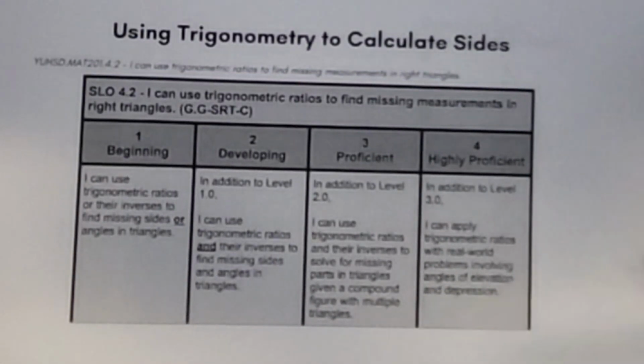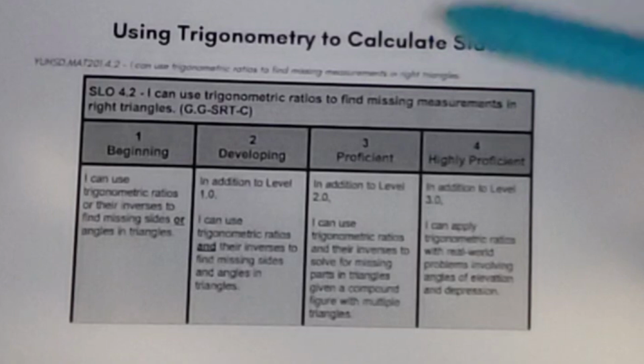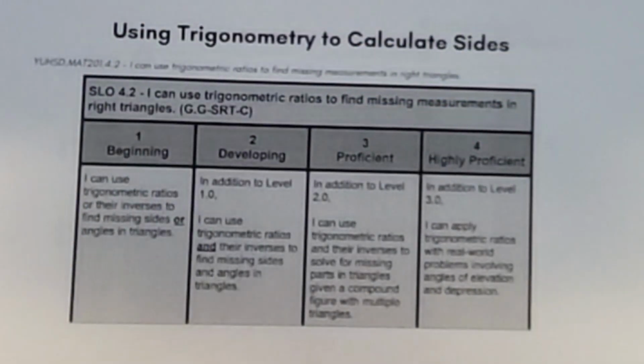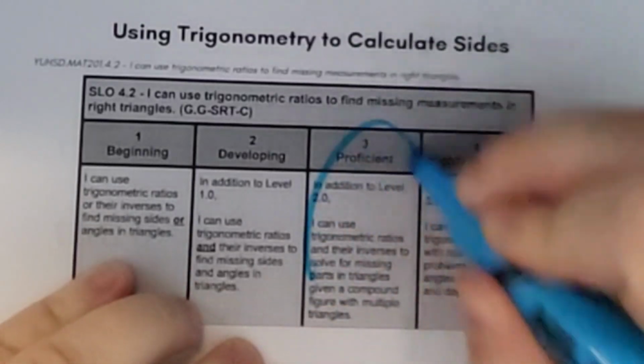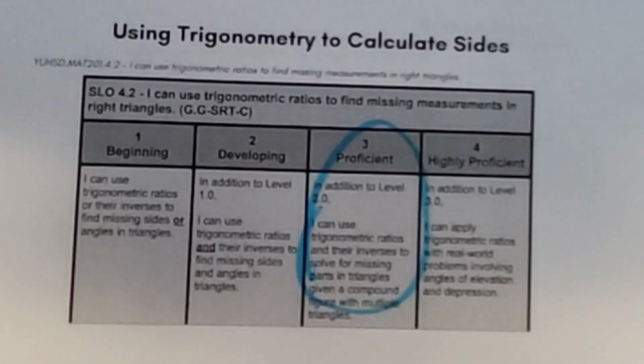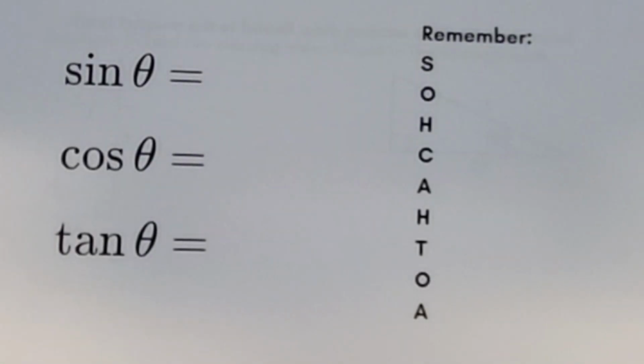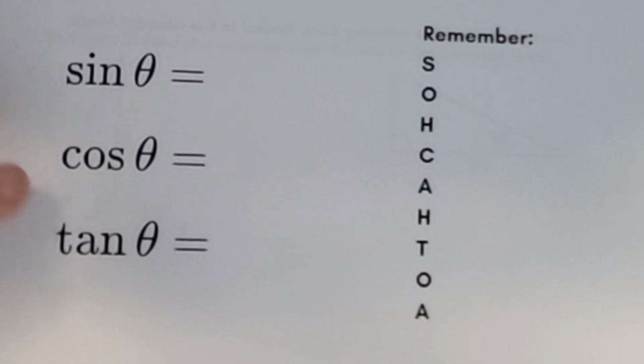Today I'm going over Objective 4.2b. So we're going to be using trigonometry to calculate sides. Remember, at the end of the objective, you want to be at least proficient, so level 3, which means you can use trigonometric ratios and their inverses to solve for missing parts in triangles, given a compound figure with multiple triangles. So yesterday we went over the 3 trig ratios, sine, cosine, and tangent.